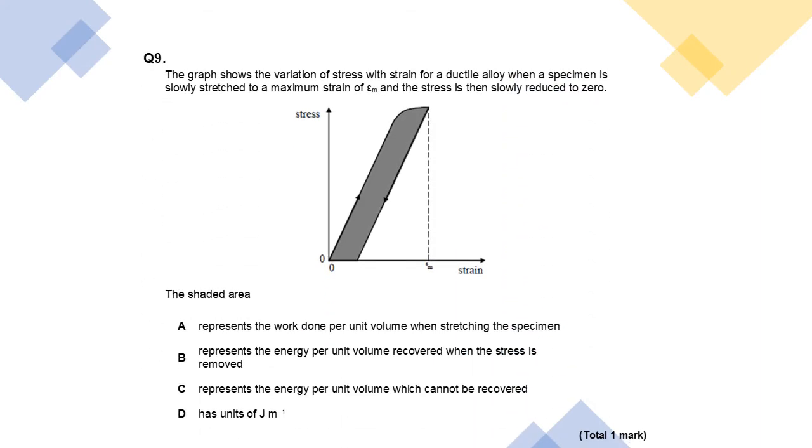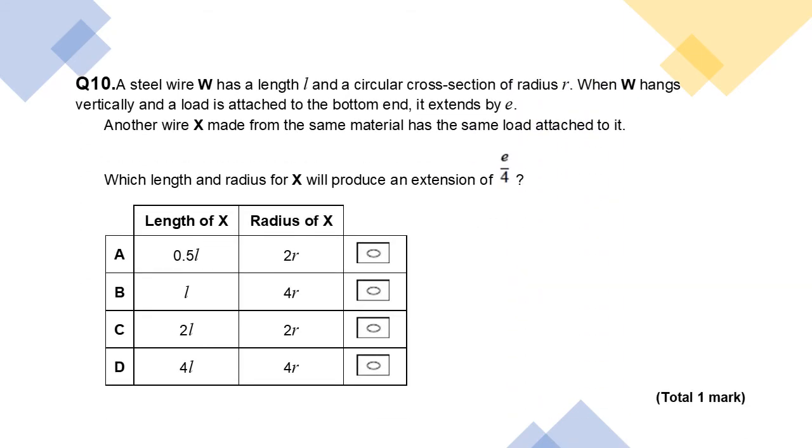Question 9, we have done a very similar question in one of our sessions. So what does the shaded area represent? Shaded area is the energy that goes as the internal energy of this material. So that is the energy that we don't get back. So it is C, the energy per unit volume, which cannot be recovered. Let's move on to question 10.